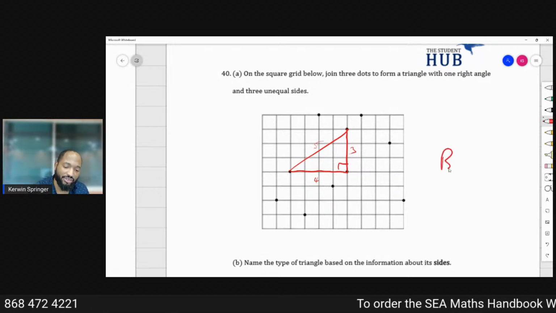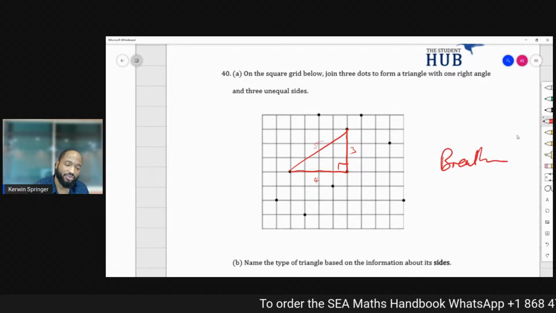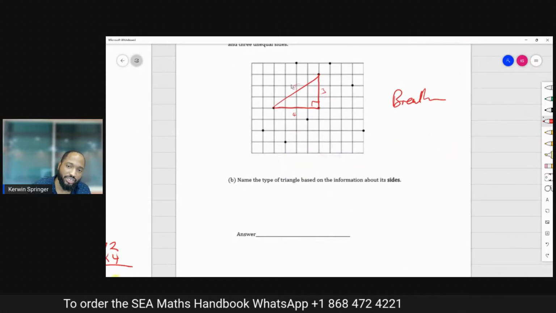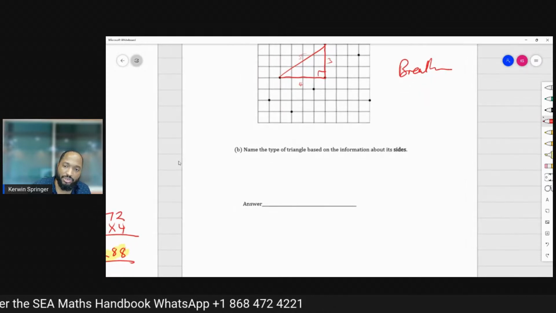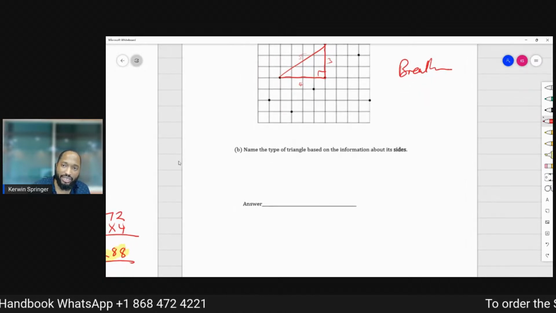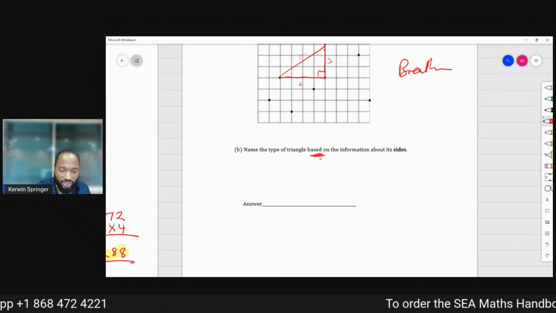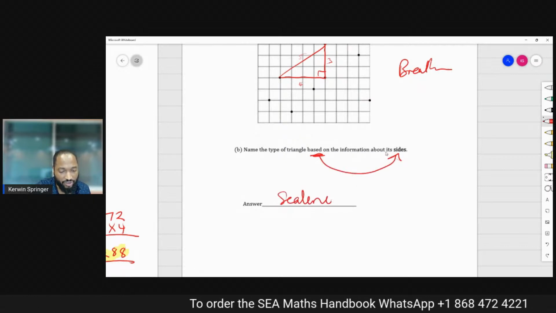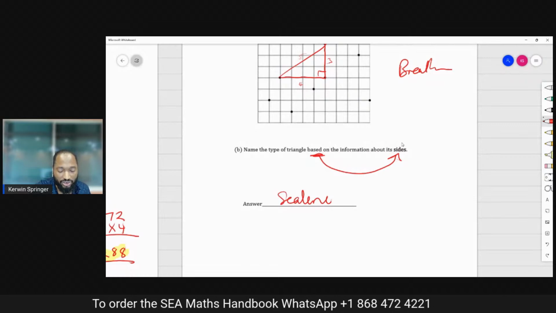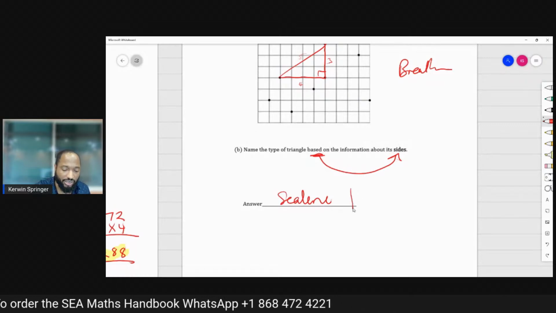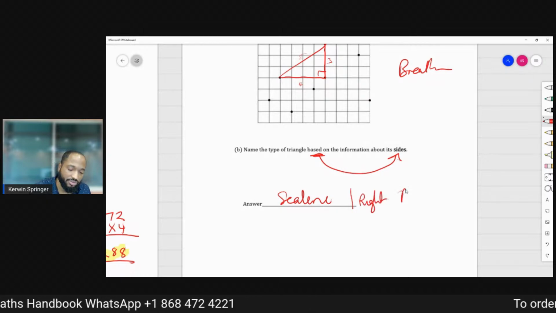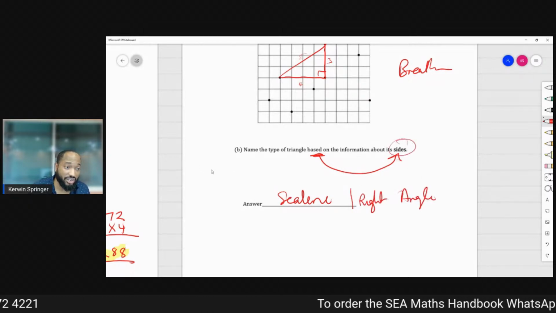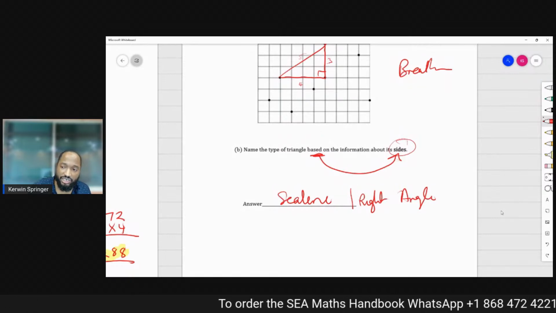So this is a right angle triangle that has a scalene arrangement in terms of the sides. Name the type of triangle based on the information about its sides. So based on the information about its sides, it's a scalene triangle. If you were naming the type of triangle based on the angle, you would say it's a right angle triangle. But based on the information on its sides, it's a scalene triangle. Believe it or not, you'll say scalene instead of right.